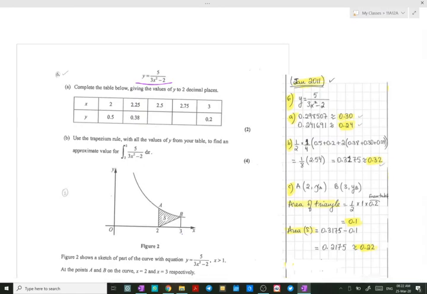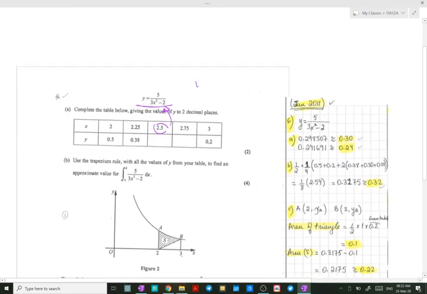and the function is given, which is y equals 5 over 3x squared minus 2. Now, in order to complete the table, we take the values of x and we replace them in the function. So y is equal to 5 over 3 multiplied by 2.5 squared minus 2. You plug these into your calculator and you will find that the answer is going to be 0.30 to 2 decimal places. We do the same thing for x equals 2.75 and the answer is going to be 0.24.